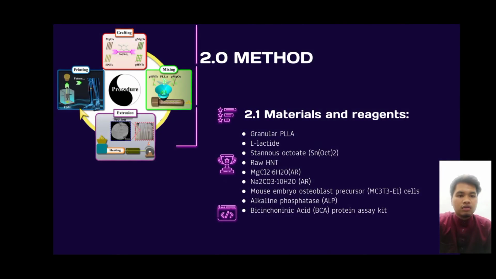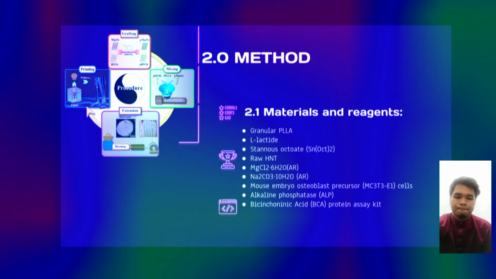For the method, 2.1, materials and reagents: general PLLA, L-lactide, stannous octoate, raw HNT, MgCl2·6H2O AR, Na2CO3·10H2O AR, mouse embryo osteoblast precursor MC3T3-E1 cell, ALP and BCA protein assay kit.